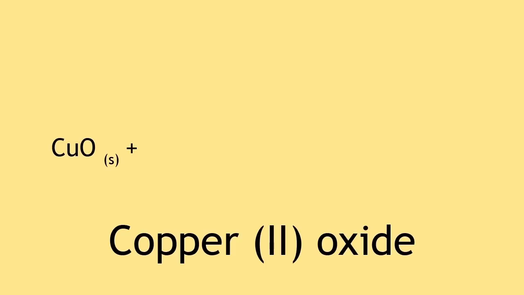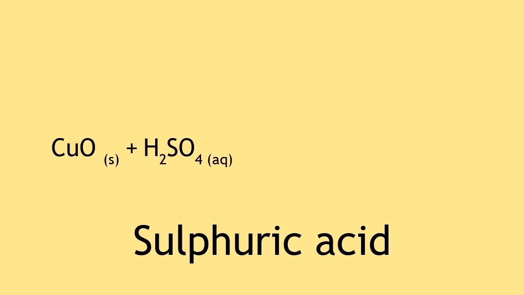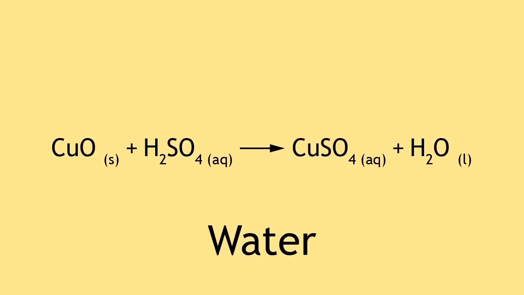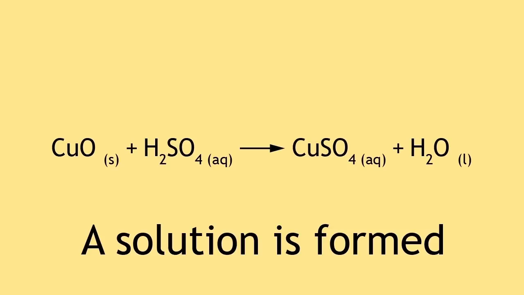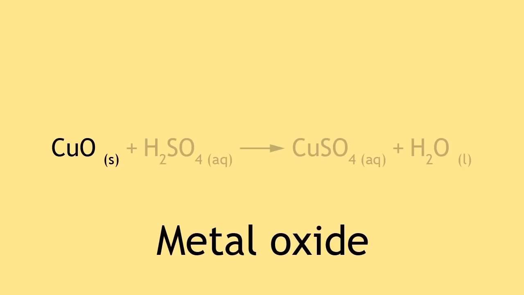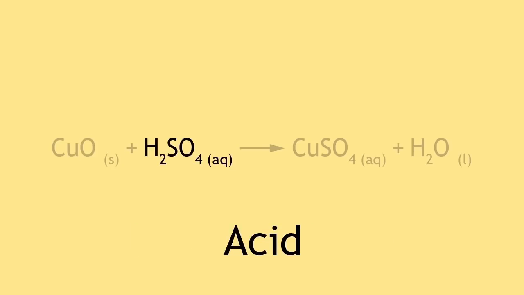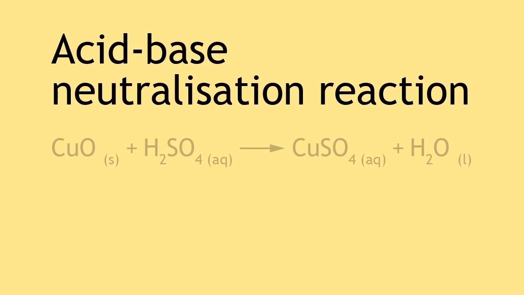Copper(II) oxide reacted with sulfuric acid to give copper(II) sulfate and water. As copper(II) sulfate is soluble in water, a solution is formed. Copper(II) oxide is a metal oxide, which is an insoluble base, and as you may already know, sulfuric acid is an acid.